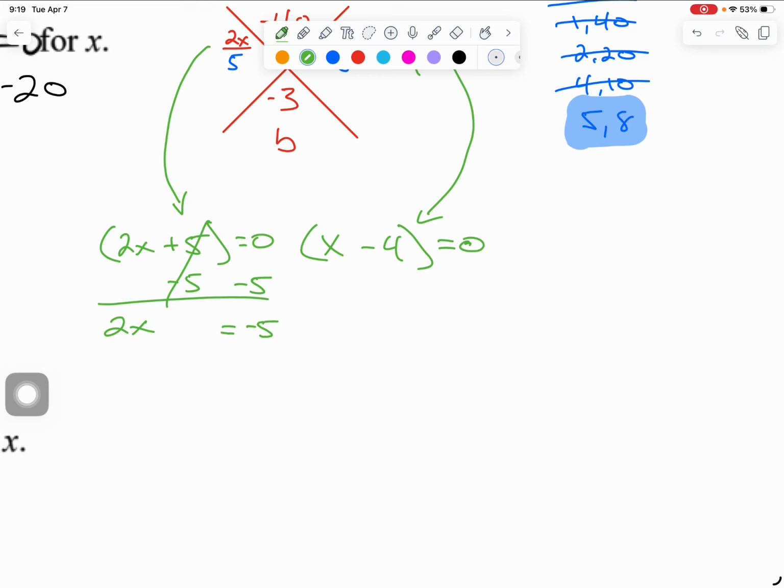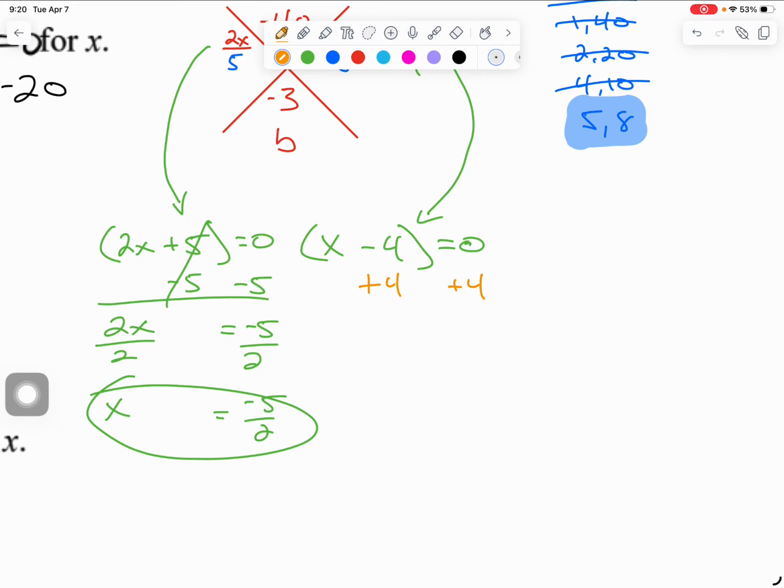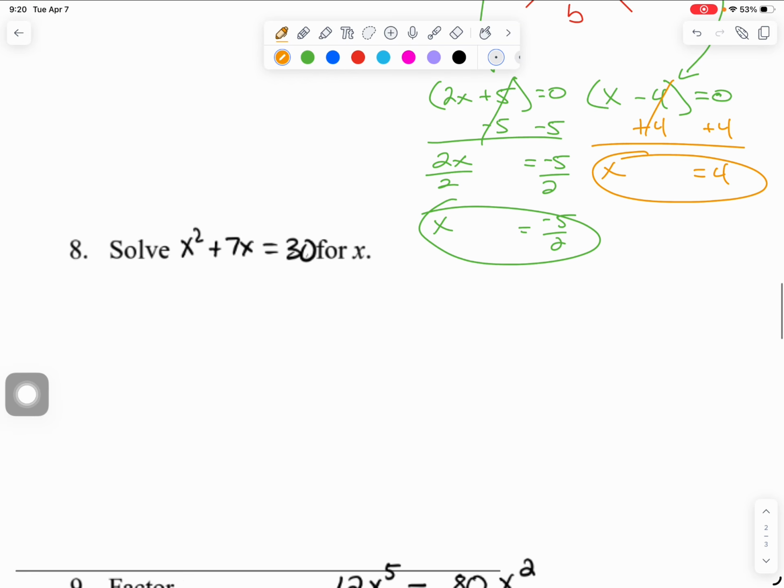Divide each by 2. I really want to do that in orange. I'm so disappointed in myself. It's okay, I'm not going to stop. It's too late in the game. I'm too tired. Need to go to bed. I need rest. X equals negative 5 over 2. All right, now I'll go ahead and I'll do this one in orange. X equals 4. It's done. Move on to the next one.